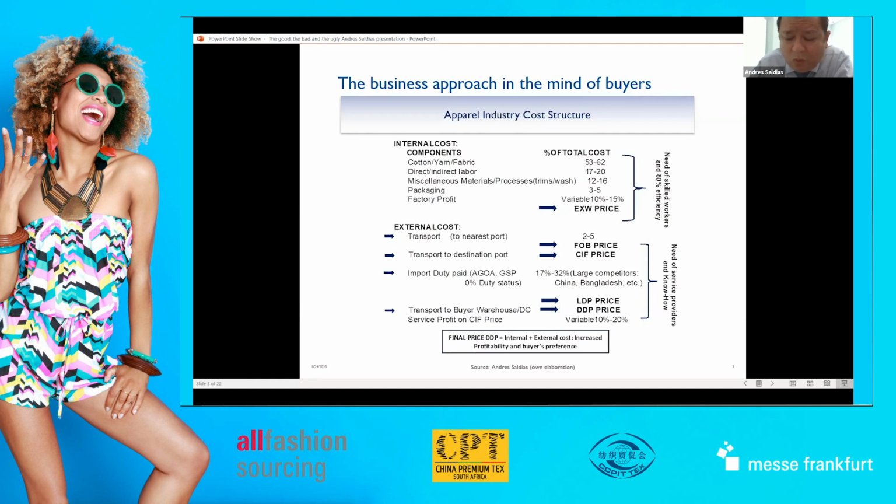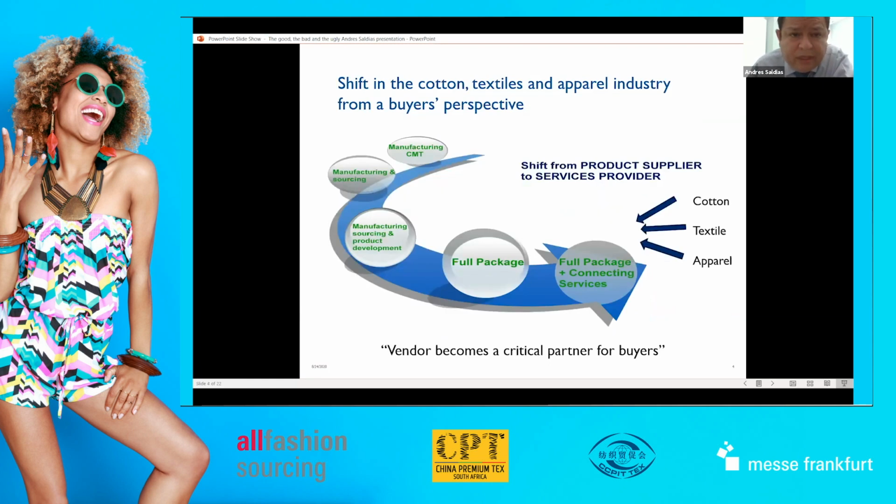So that's the number one concept that I want you to understand. What is happening? Why are the buyers switching to that? In the last 20 years, factories and countries were basically providing labor, which is CMT, you know, cut, make, and trim. And throughout the years, the buyers started to say, I don't want only CMT.